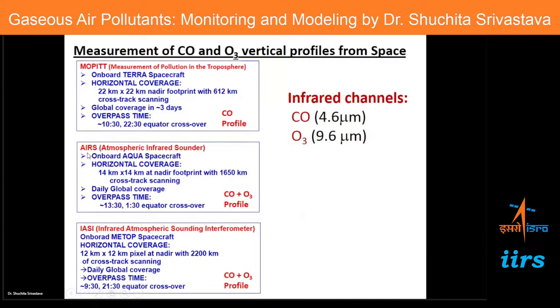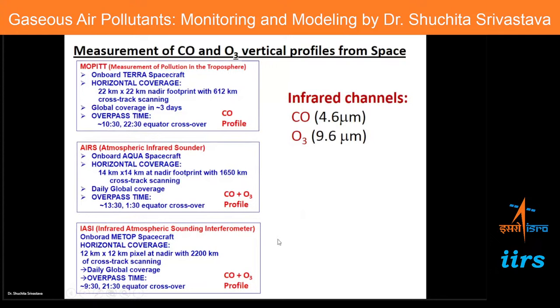Similarly, there is another instrument. It is the Atmospheric Infrared Sounder, on board the Aqua spacecraft, and its horizontal coverage is 14 km by 14 km at nadir footprint with 1650 km cross-track scanning, and it provides daily global coverage. Similarly, IASI is another instrument, the Infrared Atmospheric Sounding Interferometer. It is on board the METOP spacecraft and its horizontal coverage is a 12 km by 12 km pixel at nadir with 2200 km cross-track scanning. And it also provides daily global coverage because of the large swath.